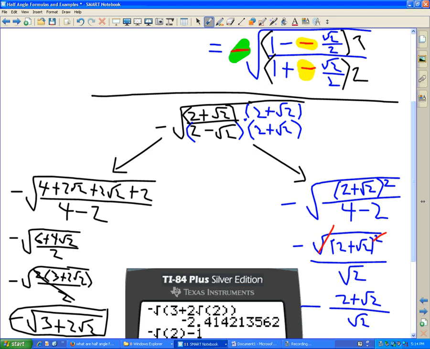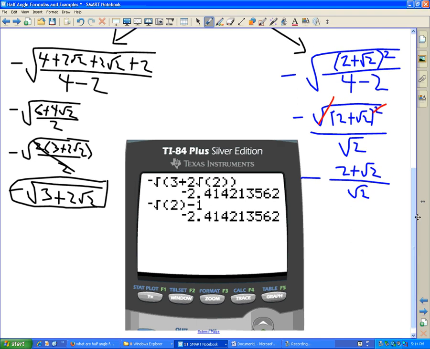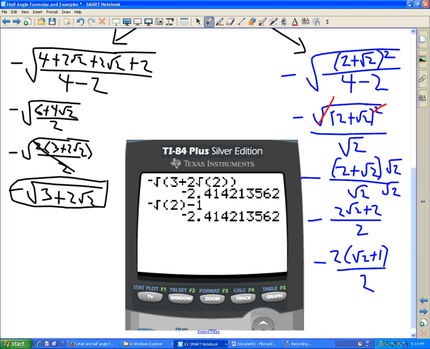Now, this still needs to be rationalized, so there is actually another step here that we're going to have to deal with. We're going to have to multiply the top and the bottom of this guy by root 2. Distributing is going to give me 2 root 2 plus 2 divided by 2. That means I can factor out a 2 in the numerator, which cancels with that 2 in the denominator.